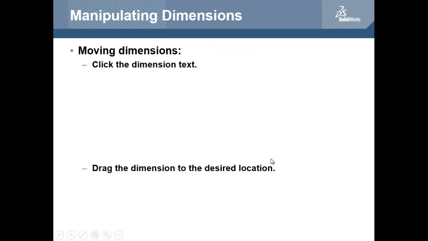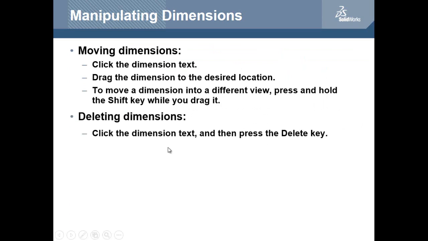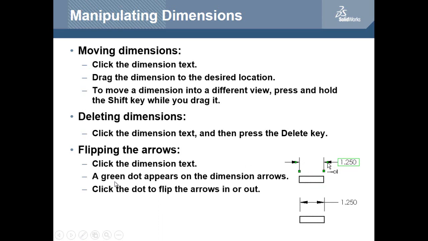Moving dimensions. Click the dimension text. Drag the dimension to the desired location. To move a dimension into a different view, press and hold the Shift key while you drag it. Deleting dimensions. Click the dimension text and then press the Delete key. Flipping the arrows. Click the dimension text. A green dot appears on the dimension arrows. Click on the dot to flip the arrows in and out.